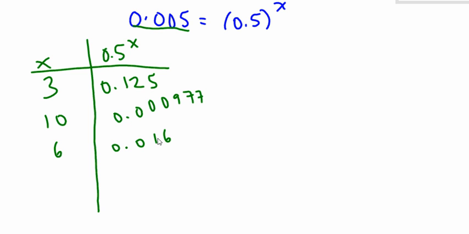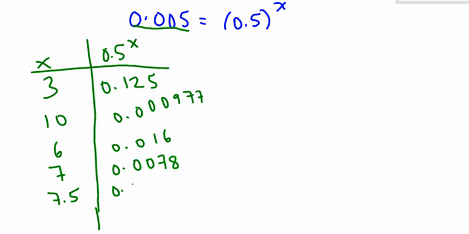This is too big still. So let's try 7. So 0.5 to the 7 is 0.0078. Still a little too big. Let's try 7.5. And again, the exact precision with which I'm able to guess and check depends on how much time I have and how much I think my teacher wants me to spend on this. Oh, so that's not bad.